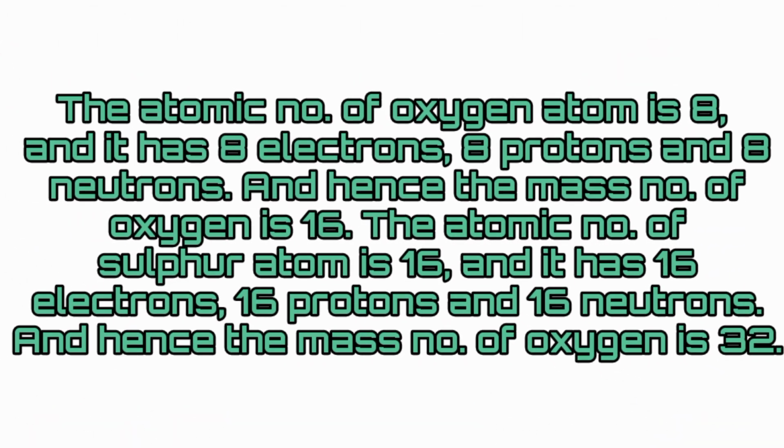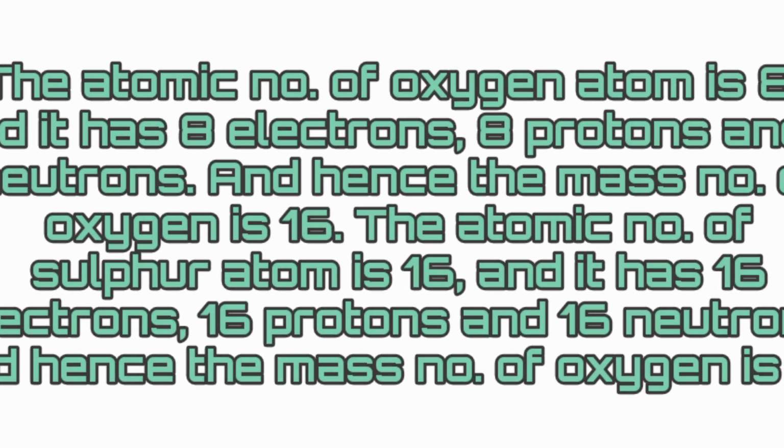The atomic number of oxygen atom is 8 and it has 8 electrons, 8 protons and 8 neutrons. And hence the mass number of oxygen is 16. The atomic number of sulfur atom is 16 and it has 16 electrons, 16 protons and 16 neutrons. And hence the mass number of sulfur is 32.